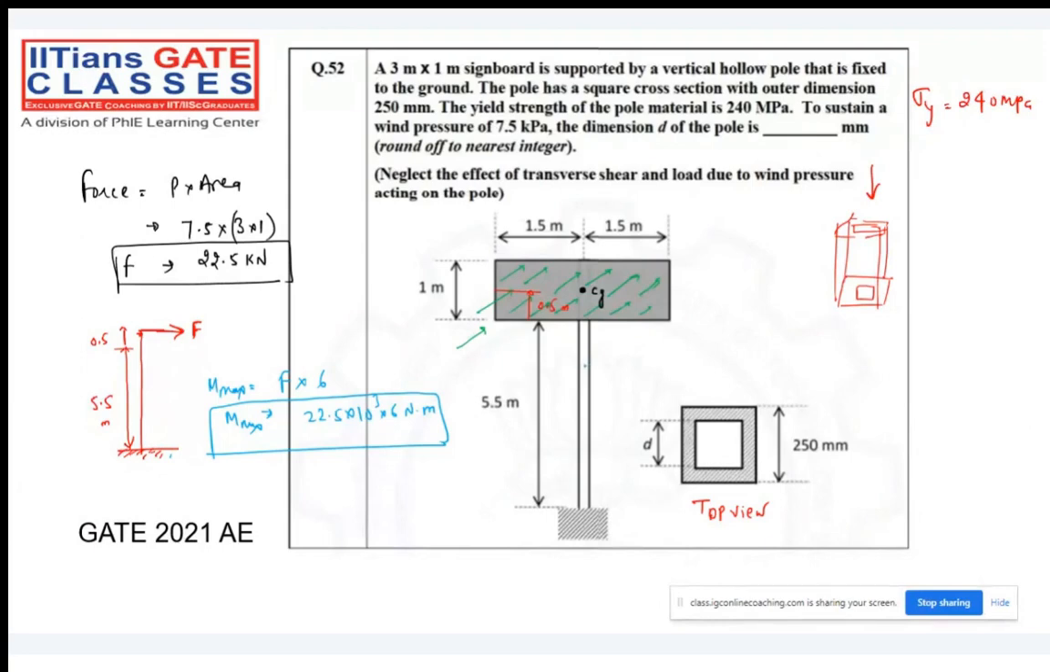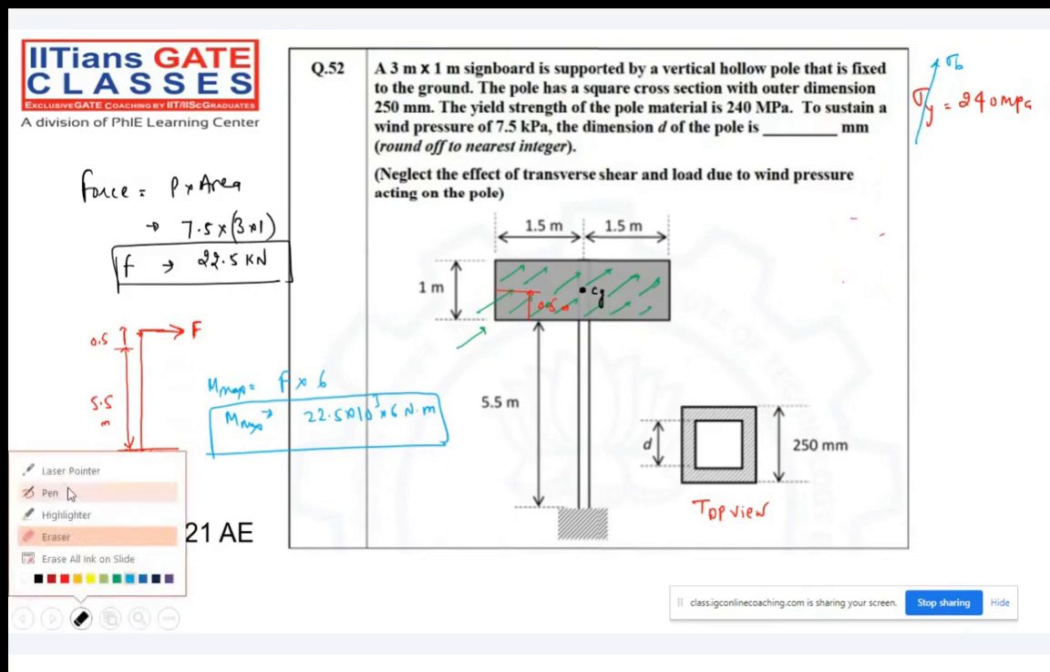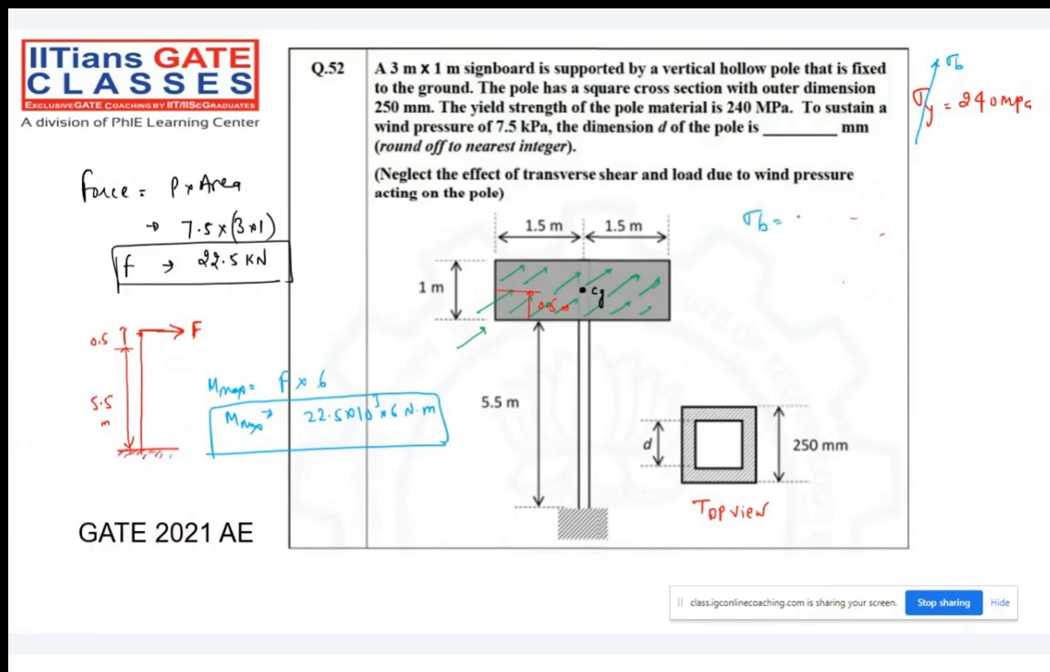Once we get to know this particular scenario, the next thing we have to calculate is the bending stress, right? And bending stress we have to equate to what? Yield stress. There is no factor of safety given. When there is no factor of safety, my friend, we can equate the bending stress to the yield stress. That is 240 megapascal, which is equal to M into Y by I, right?